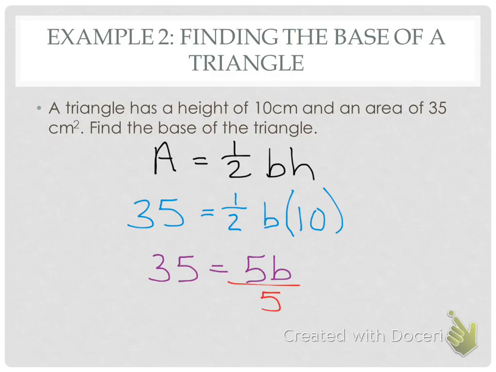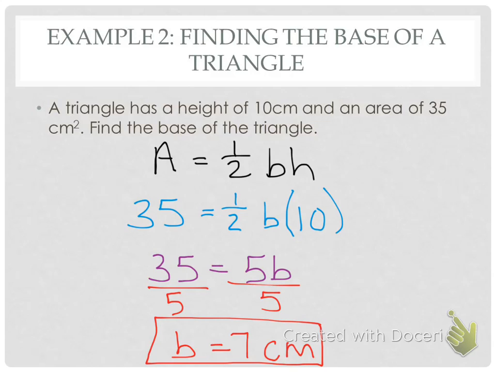Divide by 5. And b equals 7, and I need to make sure I label. In this case, it would be centimeters. And I just found my base. Okay? So that's how I would solve. And I would do the same thing if I was being asked to solve for height. Okay? I would just solve for h.